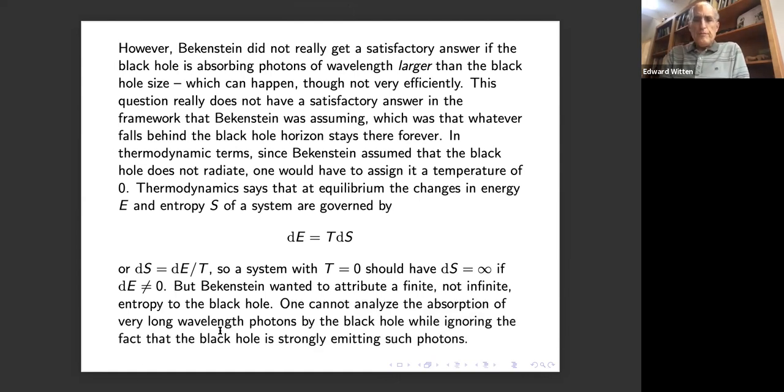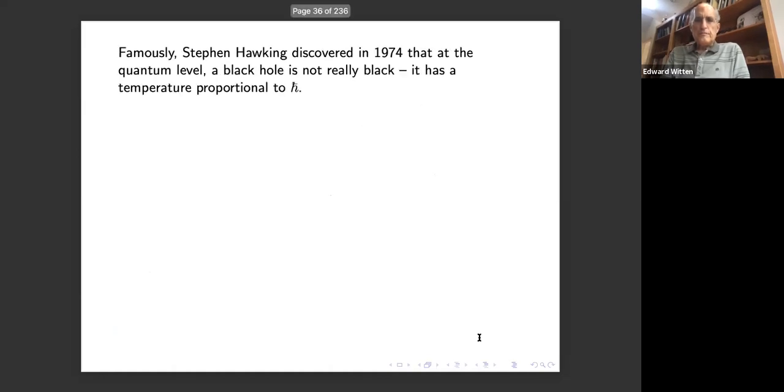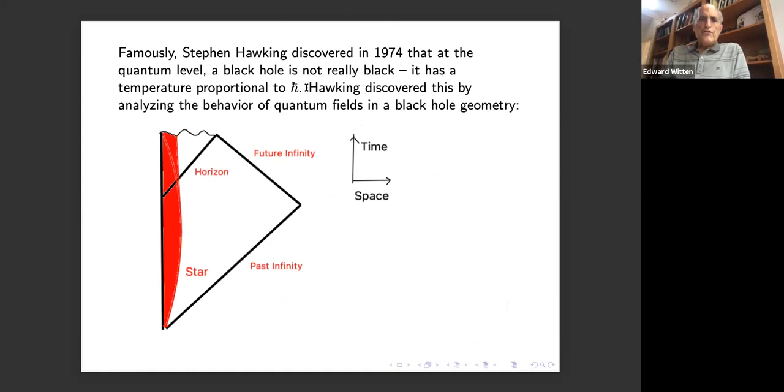So the basic problem, as Hawking showed later, is that the black hole is emitting photons of very long wavelength. You can't analyze the absorption of very long wavelength photons by the black hole while ignoring emission. Famously, Stephen Hawking discovered in 1974 that at the quantum level, a black hole is not really black. It has a temperature proportional to h bar. He discovered this by analyzing quantum fields in the black hole geometry.